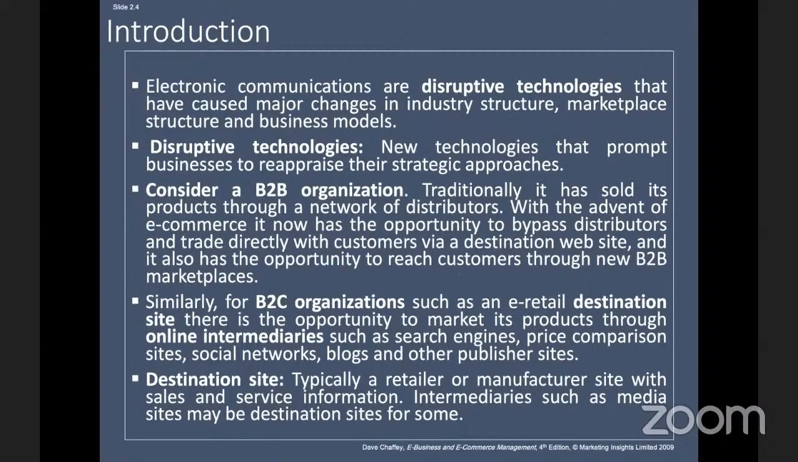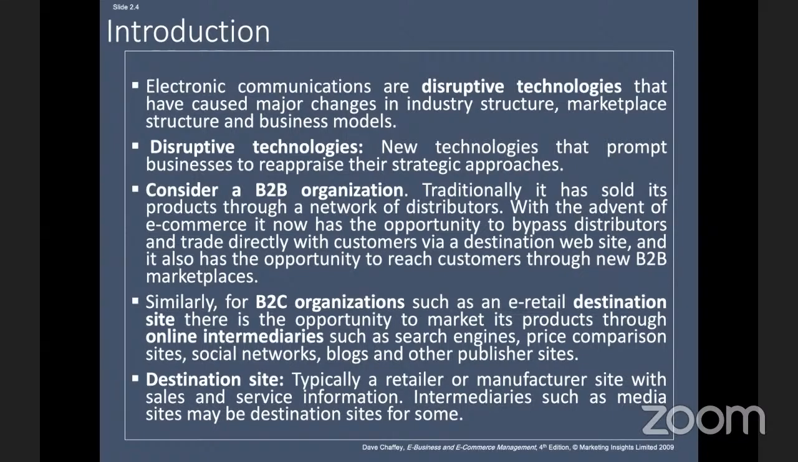Okay, first of all, the introduction. What is the introduction about these concepts and terminologies? First of all, electronic communications are disruptive technologies that have caused major changes in industry structure, marketplace structure, and business models. So electronic communications are very important: how you communicate with the parties to whom you are providing your services and products. Then the disruptive technologies are new technologies that prompt businesses to reappraise their strategic approaches.